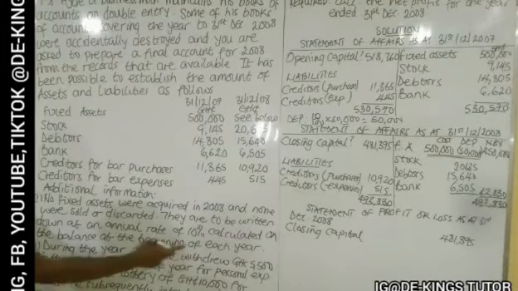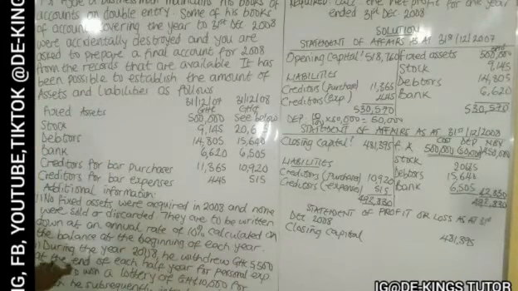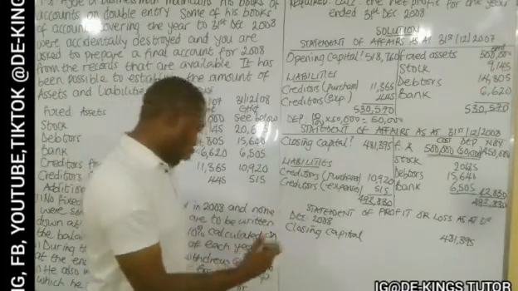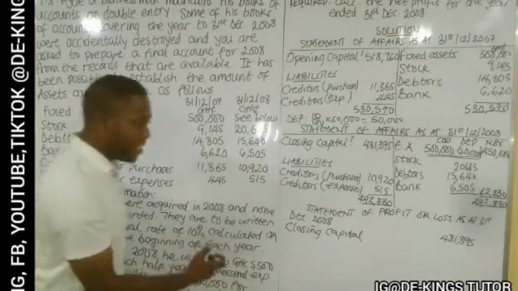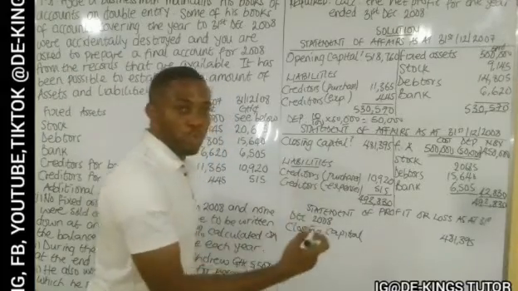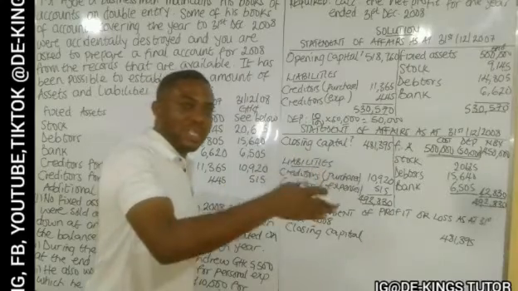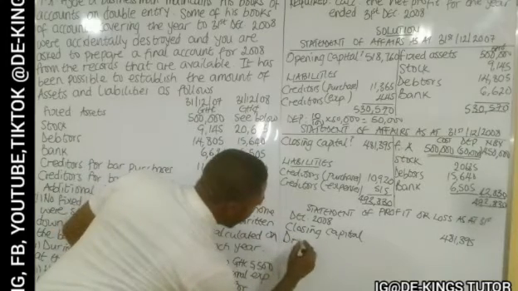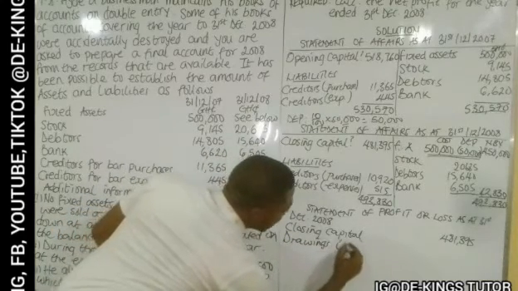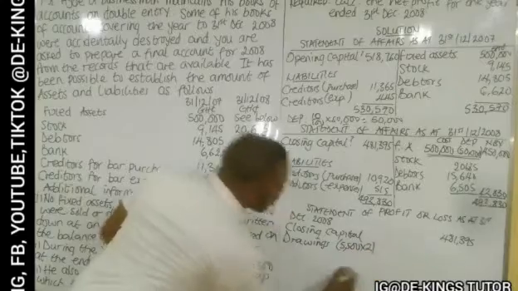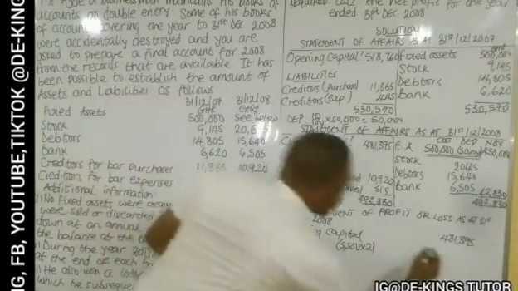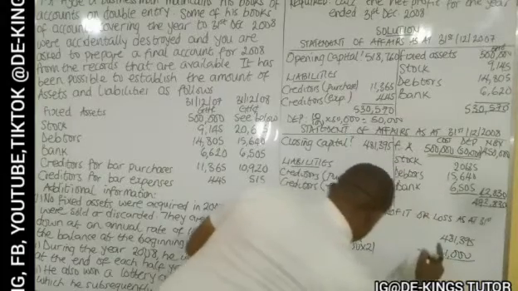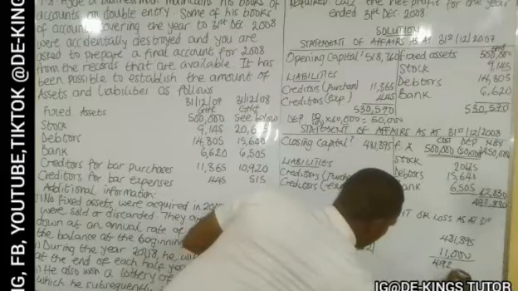If you check here, it said during the year he withdrew 5,500 at the end of each half year. Each half year means 6 months. So for the full year, it is 5 multiplied by 2. So for 6 months, 5. For the other 6 months, 5. That makes it complete 1 year. So drawings is 5 times 2 because for 1 year, say each half year. So it will give us 11,000.